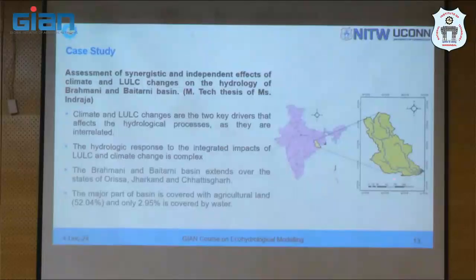Okay. So, when we look at this particular basin, we realize that the climate and LULC changes are the two key drivers that affect the hydrological process as they are interrelated. There is a land use land cover change, as well as there is some climate change that is happening in this particular basin. Now, this basin extends over Orissa, Jharkhand and Chhattisgarh, and agriculture is the major component. Around 52% is agriculture, with 2.95% covered with water.